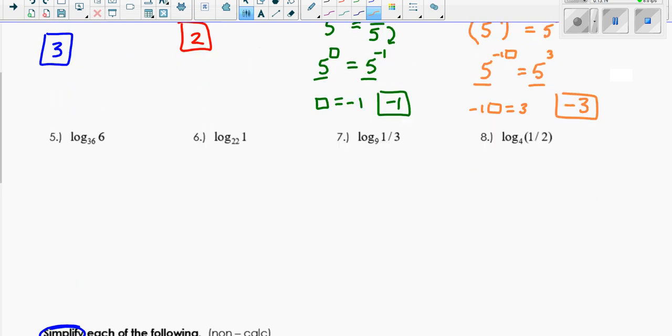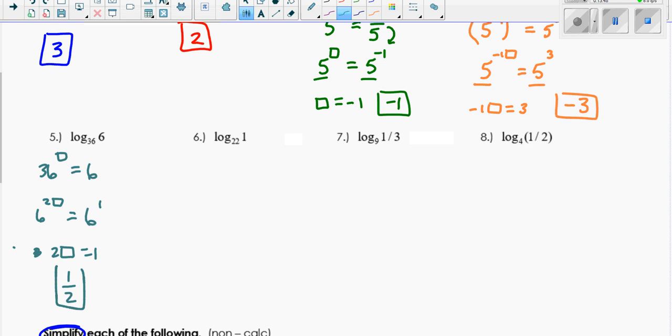Okay, next one, I would say 36 to the something power equals 6. I can rewrite 36 as 6 squared, times that box, because it's raised to another power, equals 6, and I can put that to the first power. Notice that their bases are the same, so that means that 2 times something equals 1. So to get that something by itself, I would divide by 2, meaning that my answer is 1/2.